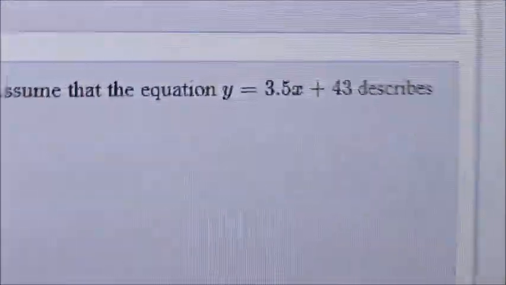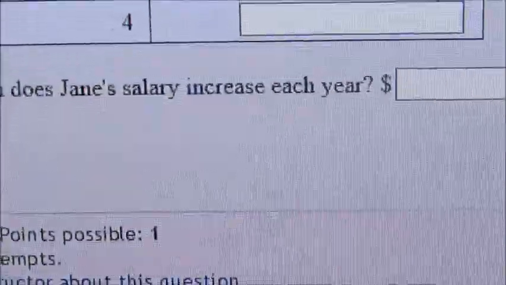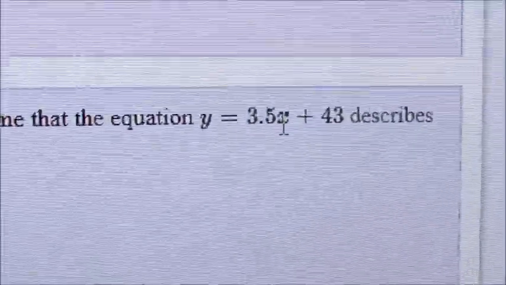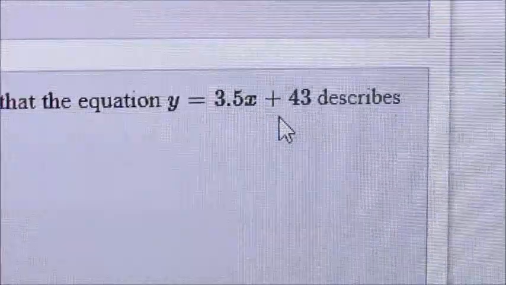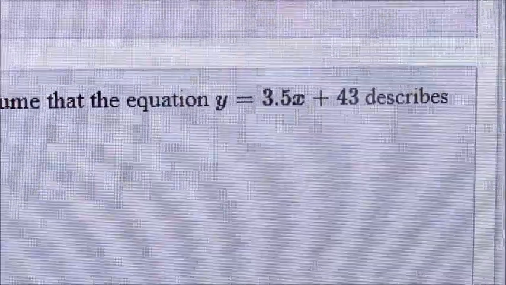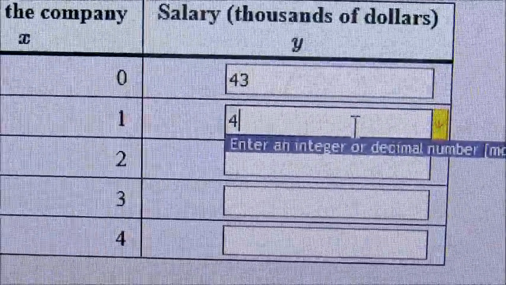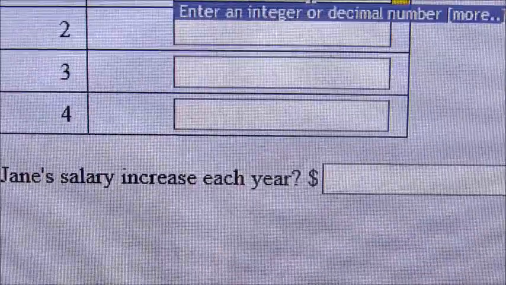First one, when we have 0, we're just going to get 43. When we have 1, we're going to put 1 in for x, so 3.5 times 1 is just 3.5, and 43 is going to be 46.5. And we're just adding, basically we're just adding 3.5 to each of these.